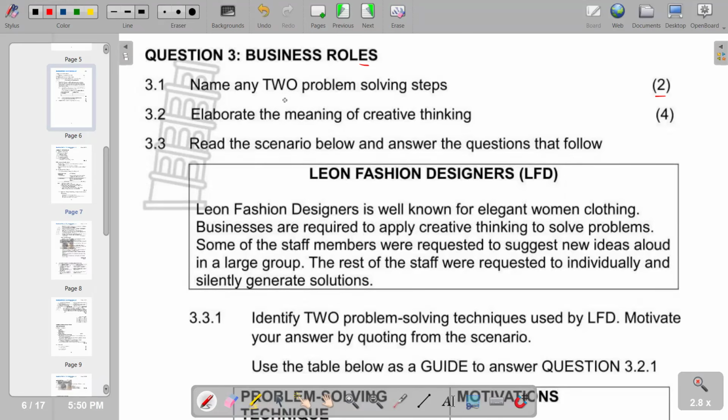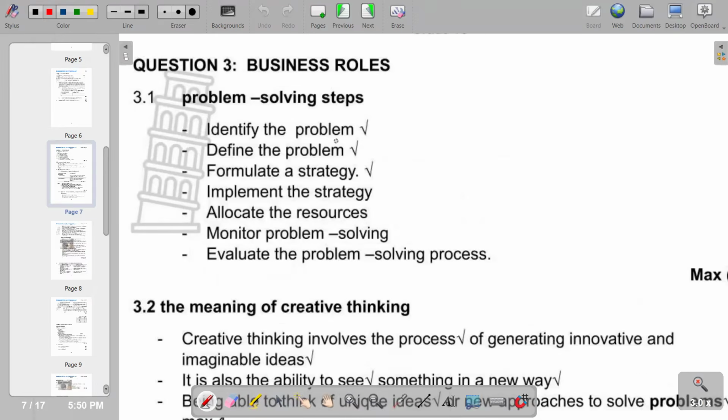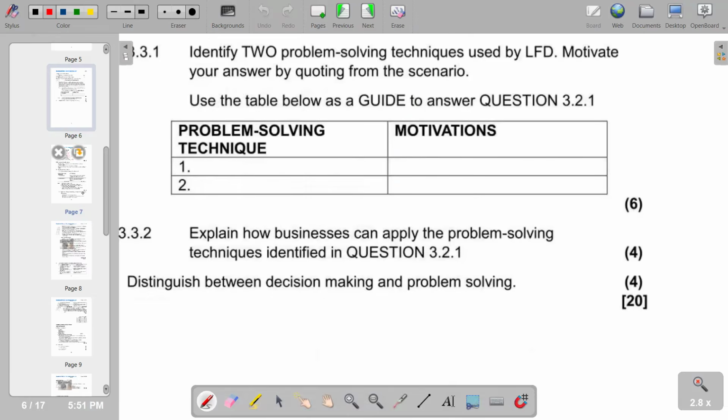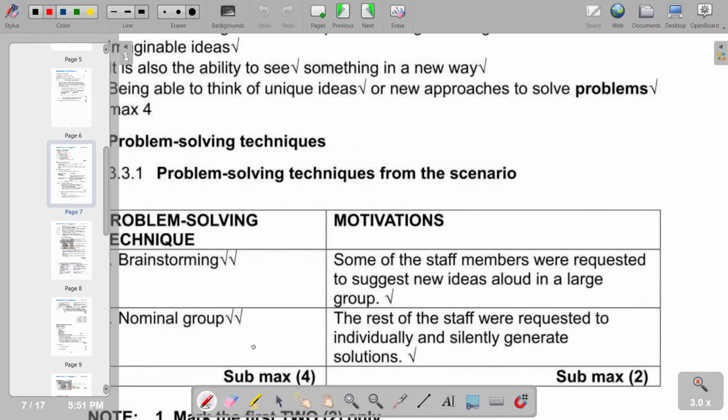The problem-solving steps we have are: we have to identify the problem. Also, you have to formulate a strategy. After identifying the problem, you have to define the problem. So these are the steps: identify the problem, define the problem, formulate a strategy, implement the strategy, allocate the resources, monitor problem solving, and evaluate the problem. That is the problem-solving process. But if we go back to our question, you'll see that it only requires you to come up with only 2 problem-solving steps.